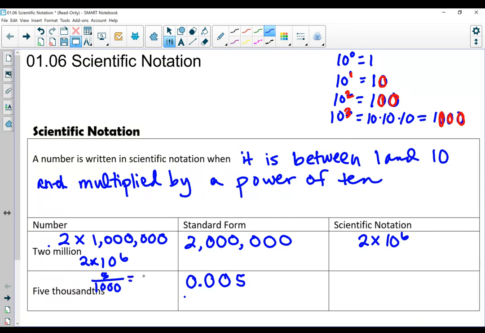So I'm going to write this as 5 times 1 over 1,000. I think I'm going to use the x for times here. So 1 over 1,000, let's think about that. It's in the denominator, so it has to be a negative exponent, and there are 3 zeros. So that's going to be 5 times 10 to the negative third.